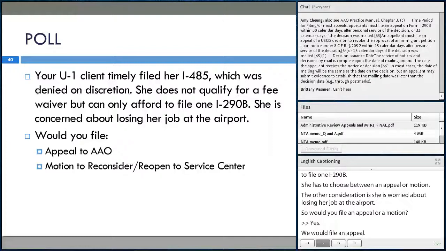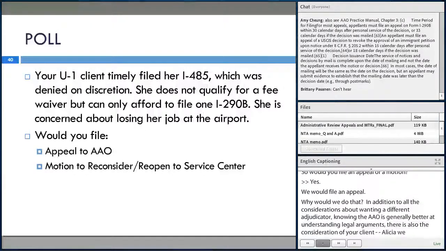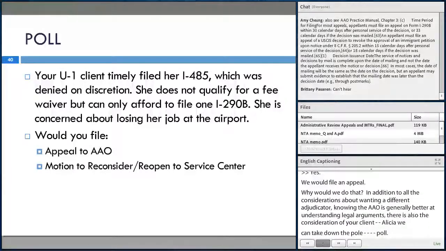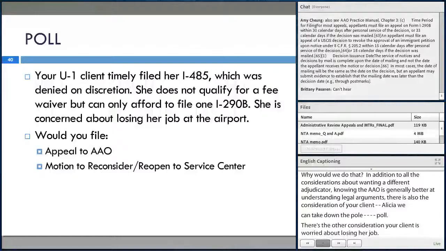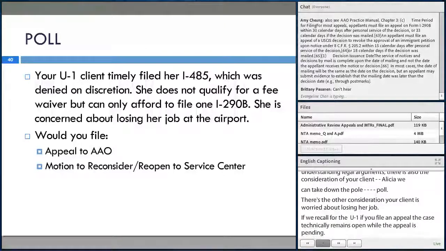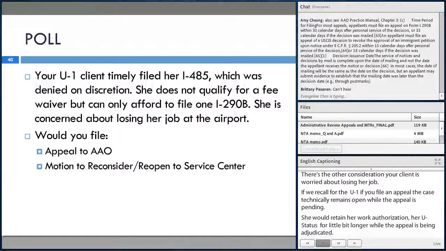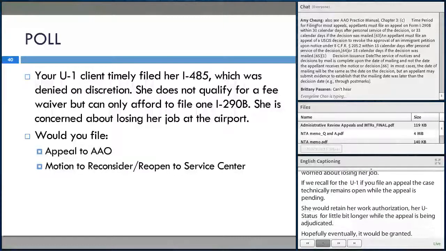There's the other consideration that your client is worried about losing her job, right? And so if we recall for the U1s, if you file an appeal, the case technically remains open while the appeal is pending, and so she would retain her work authorization, her U status for a little bit longer while the appeal is being adjudicated. And hopefully, eventually, it would be granted, right? And so for a number of reasons, we would definitely be looking at filing an appeal in this situation.